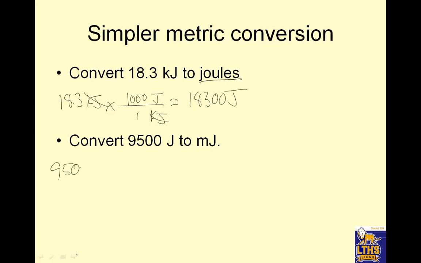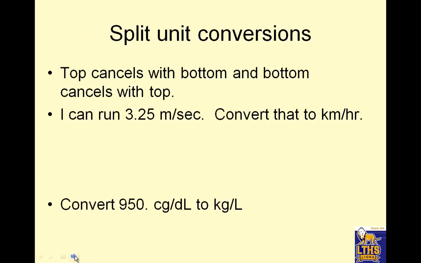Convert 9,500 joules to millijoules. Hate you, joules. Like you, millijoules. 1 joule is 1,000 millijoules. So 9,500 times 1,000 is why I was hoping for scientific notation. 1, 2, 3, 4, 5, 6. 9.5 E6 millijoules. I never like to see more than 2 zeros, so that's when you choose scientific notation. I don't like to see 3 zeros.